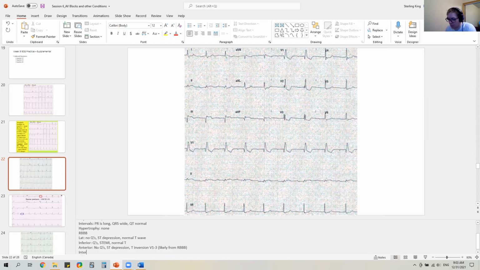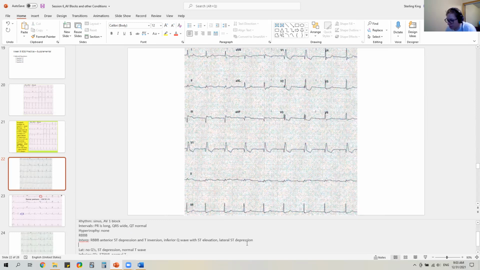So our interp. So right bundle branch block, inferior ST depression and T inversion. Inferior Q wave with ST elevation and lateral ST depression. So let's have a look, see how we did.